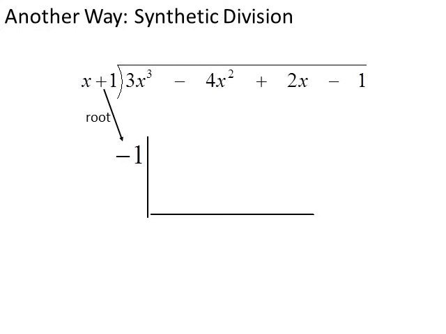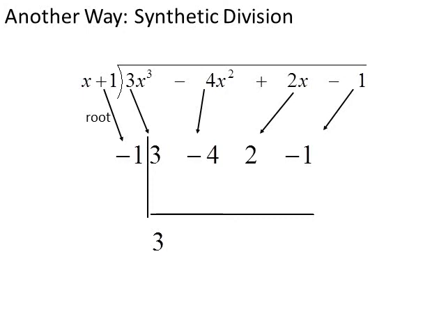Then you have to write the coefficients for each of the variables in descending order. So 3 goes with x to the third, negative 4 goes with x squared, 2 goes with x, negative 1 has no variable. So you write them in that order, and now from here on you bring down the 3, and now you just multiply and you add. So every time you bring a number below the bar, you multiply it times the root, the negative 1 that you put on the outside.